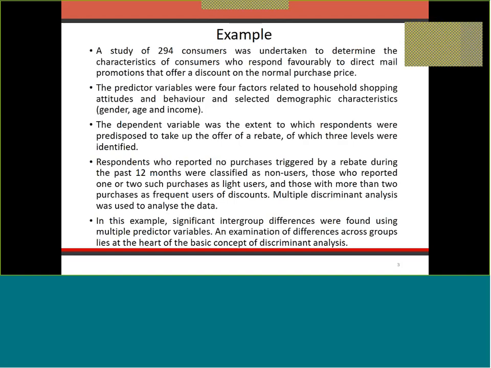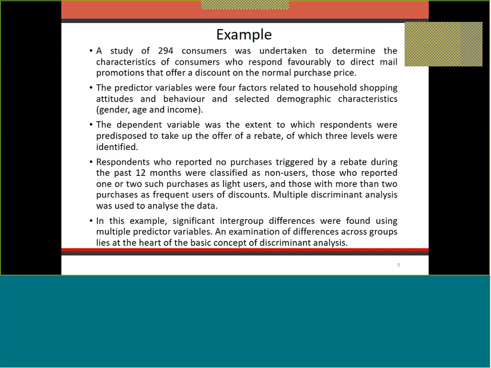So the predictor variables were four factors related to household shopping attitudes and behavior, and selected demographic characteristics, that is gender, age and income. So we have four independent variables, and the dependent variable was the extent to which respondents were predisposed to take up the offer of a rebate, of which three levels were identified. So here the dependent variable is a categorical variable with three different levels.